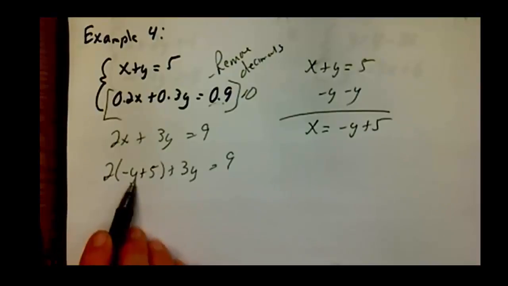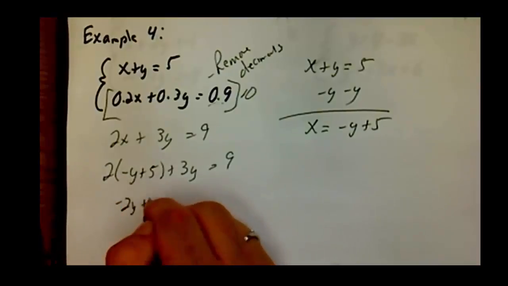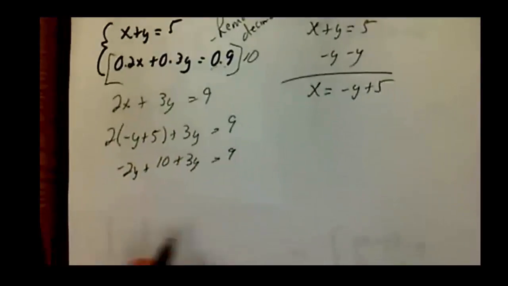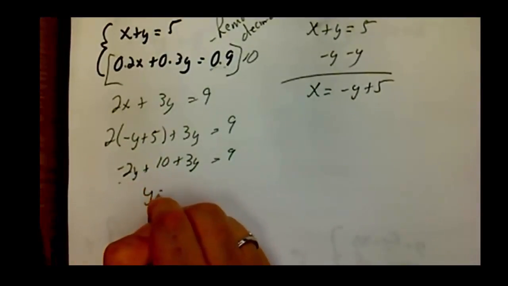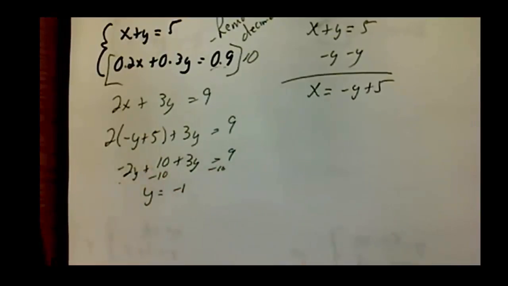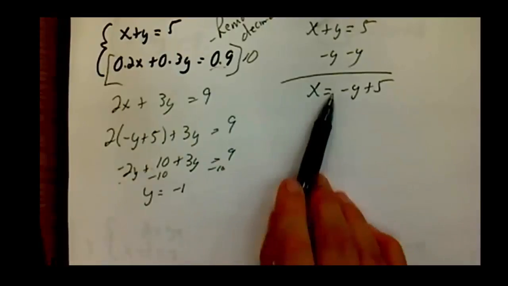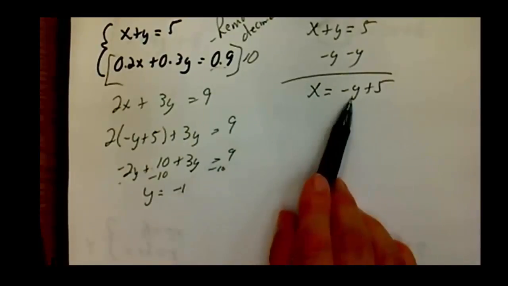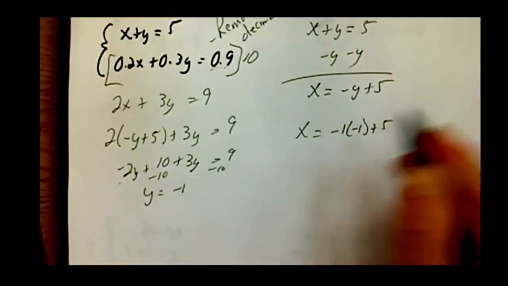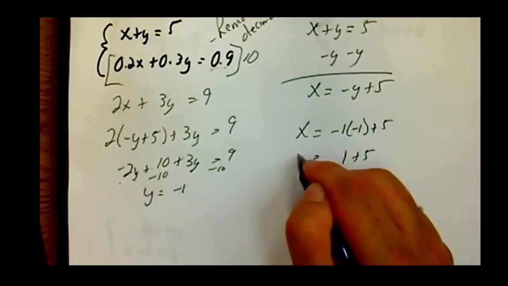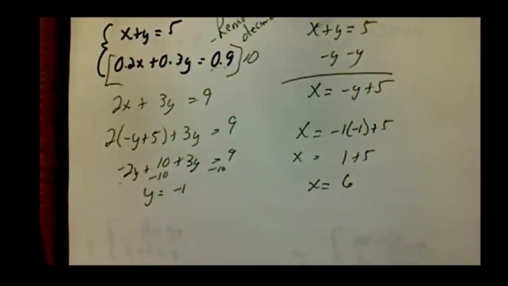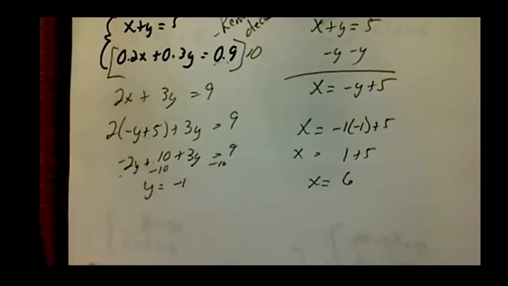So finishing it, negative 2y plus 10 plus 3y equals 9. Negative 2y and 3y is y, minus 10. So y is a negative 1. Go back over here, plug a negative 1 in for y. So I get 1 plus 5. So x must equal 6. And if it's going to equal 6, we need to double check it.